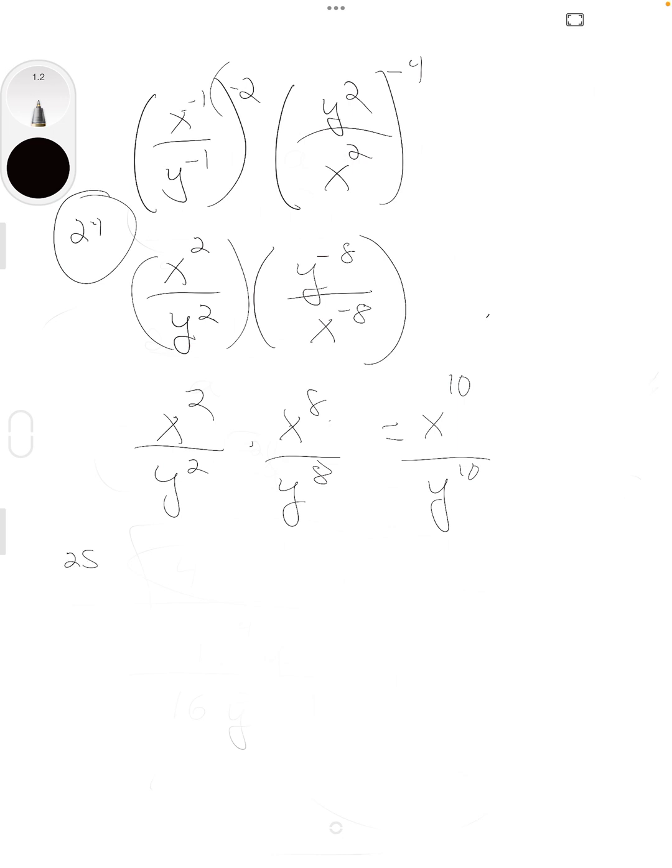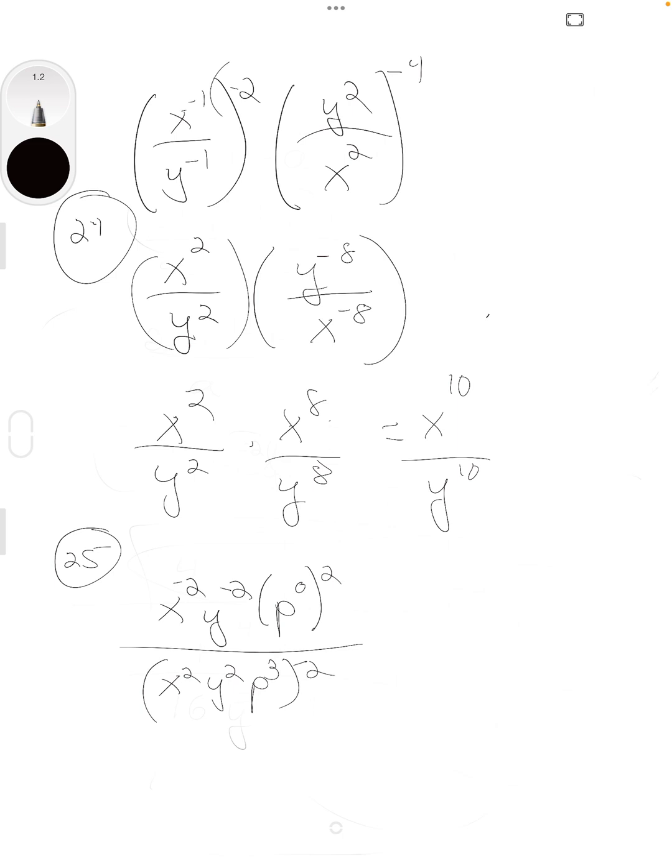25. x to the negative 2, y to the negative 2, p to the 0th, all squared, over x squared, y squared, p cubed, and all of that to the negative 2. So start with the top. It's just x to the negative 2, y to the negative 2. Anything to the 0th is 1. On the bottom, this becomes x to the negative 4, y to the negative 4, p to the negative 6, because negative 2 times 2 is 4.